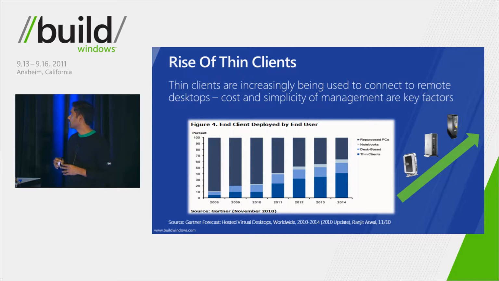If you see, in 2008, it was mostly repurposed PCs. But you can see how this is shifting: the bottom blue, that's the thin client, and that's going up. The reasons are, just as Rob mentioned, these are purpose-built devices. They typically have fewer moving parts. They're easier to manage. They cost less compared to PCs. And frankly, the management costs and the simplicity around this are making it more attractive.